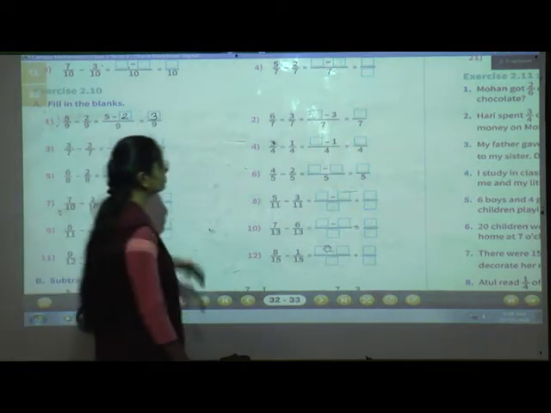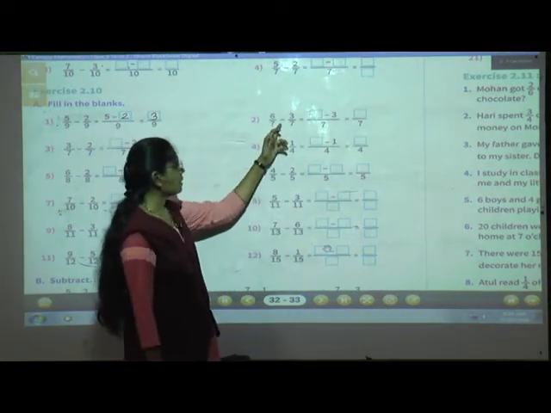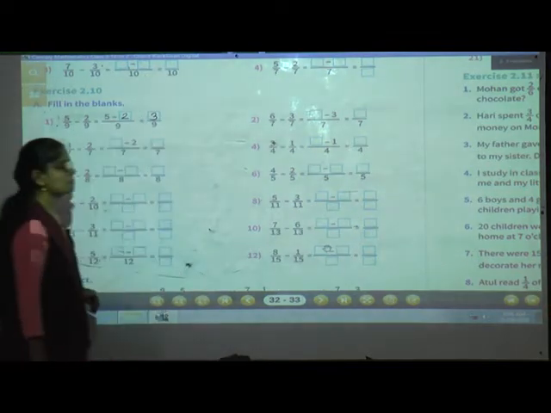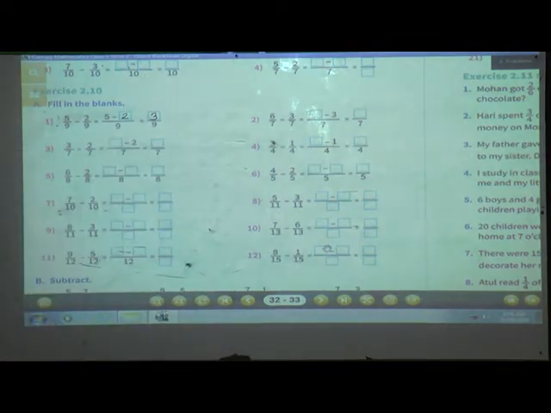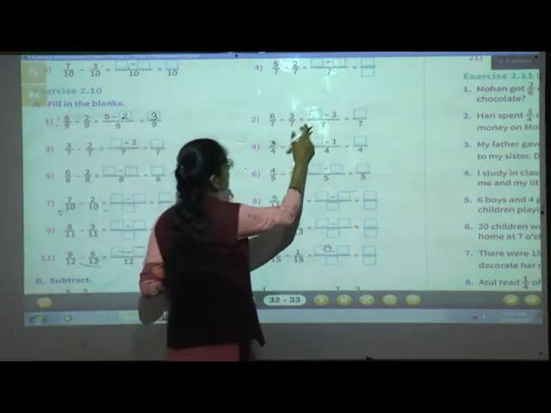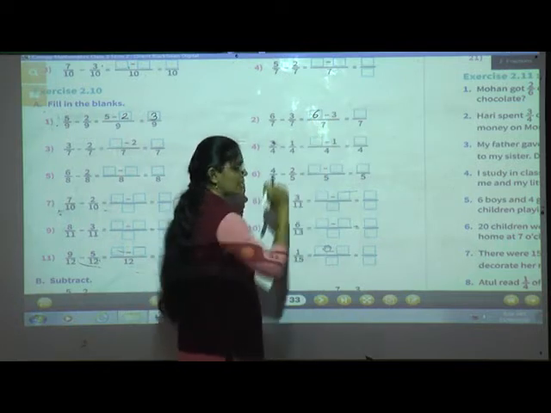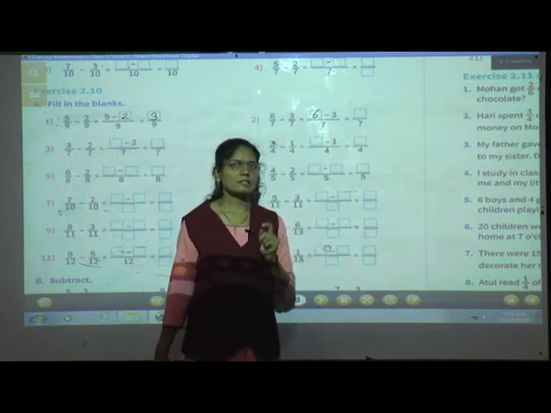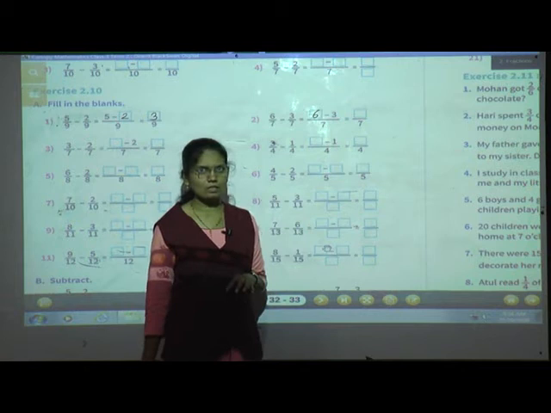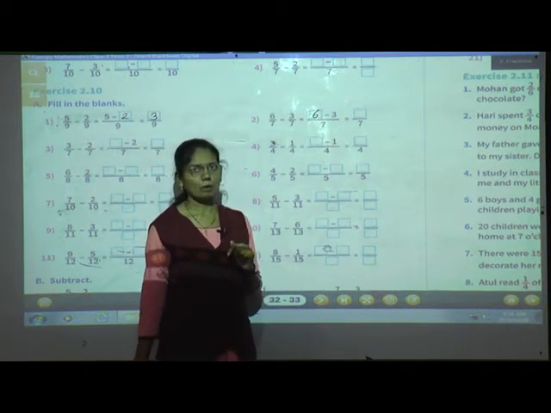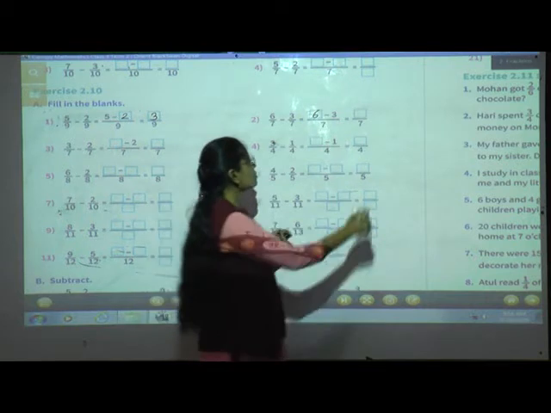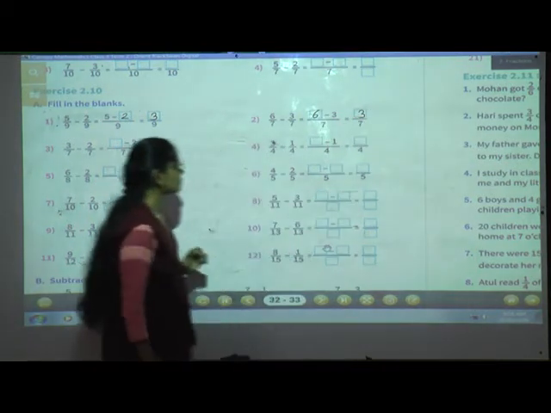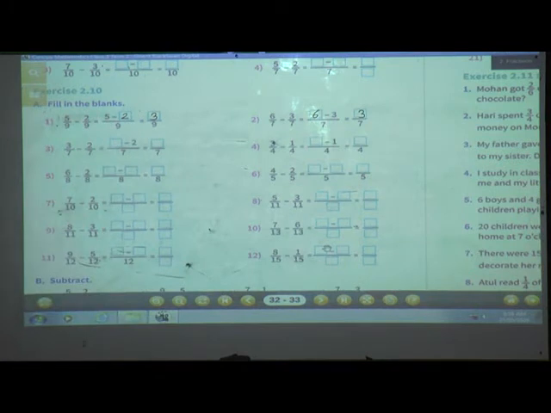Now see the second one. 6 by 7 minus 3 by 7. 6 by 7 minus 3 by 7 is equal to, what will you write first? Yes, what will come here? 6. Correct. 6 minus 3 by 7. Now do the subtraction. 6 minus 3 is equal to, yes, show your 6 fingers. From the 6 fingers you have to cut your 3 fingers. Okay, close your 3 fingers. Then how many fingers are remaining? 3. So what is the answer? 3 by 7. 6 by 7 minus 3 by 7 is equal to 3 by 7.